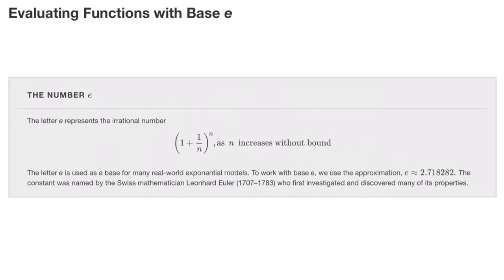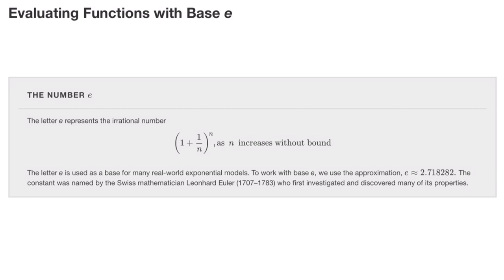So here we go. This is what I was trying to do earlier. The letter E represents the irrational number (1 + 1/n)^n as n increases without bound. So as n goes off to positive infinity, this expression approaches the number E. E is a number similar to pi, where it's like 2.73 something.